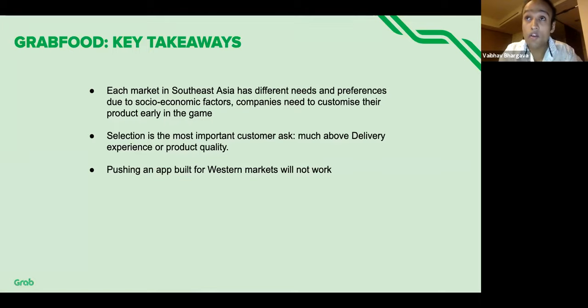I joined Grab in late 2016. In 2017, as the product manager for new verticals like GrabNow, I made 30 plus visits to Indonesia in 1 year. And to the extent that a lot of people thought I was a local.